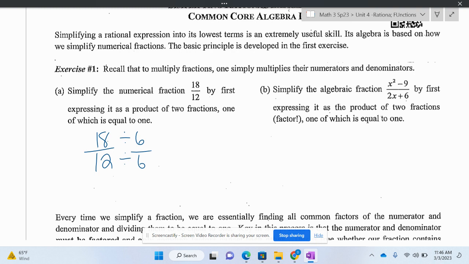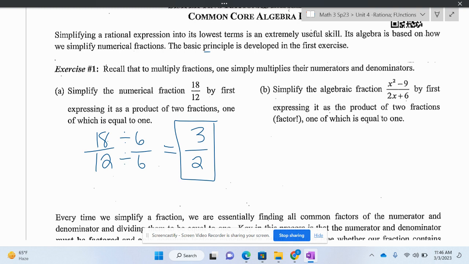What is 6 over 6? 1. So am I changing the problem? No. Dividing by 1 doesn't change the problem. I'm just going to make it look different. 18 divided by 6 is 3, and 12 divided by 6 is 2. Awesome.